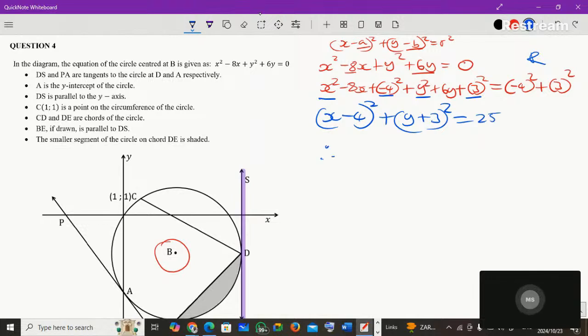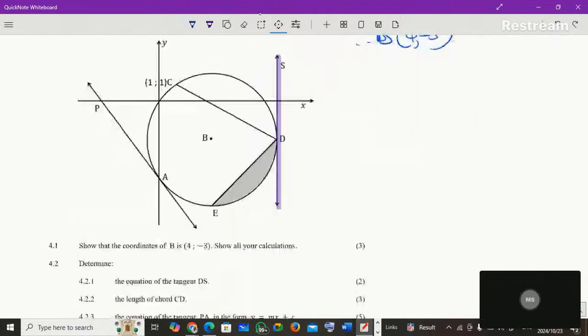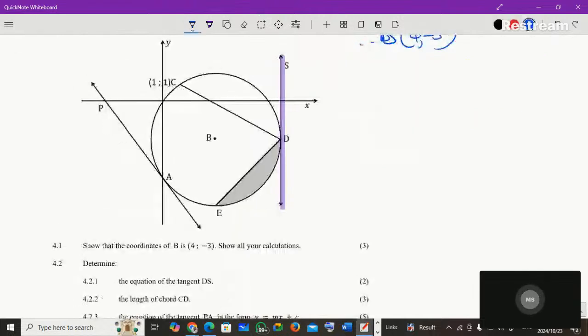Therefore you can see that the coordinates of the center are negative 4, but in coordinate format it will be positive 4, and the positive becomes negative 3. So these are our coordinates, we can write them here. We agree that they are 4 and negative 3. Without wasting time, let's go to question 4.2.1.